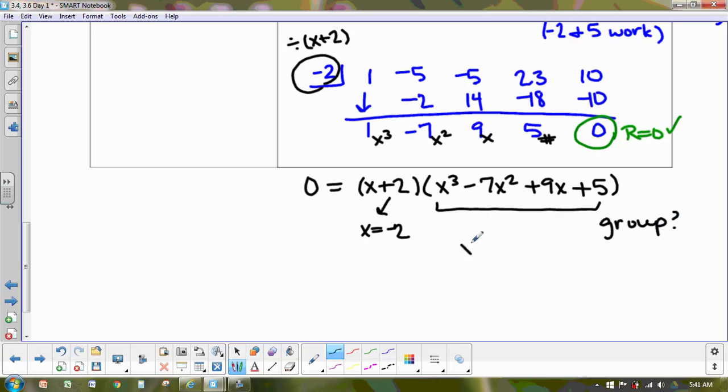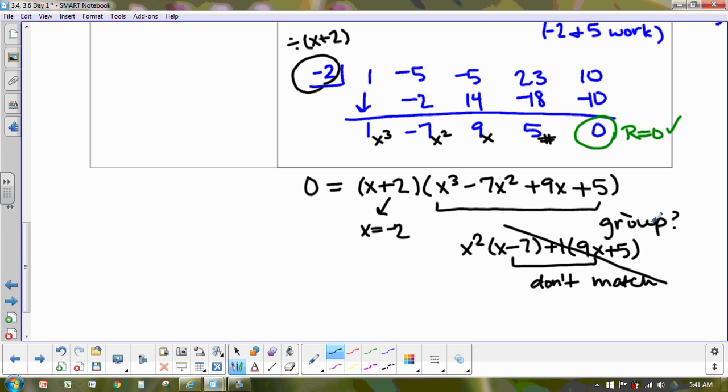As you try that, we would have x squared times (x minus 7) plus, and then there's nothing in common between the 9 and the 5, so plus 1 times (9x plus 5). These don't match. And this is the first time so far in this book, in this class, that we've seen it where it's impossible to factor with our techniques that we already know. So since they don't match, no, we can't factor by grouping. And that's our next challenge on the next page, is to solve the cubic. But I can't factor by grouping.